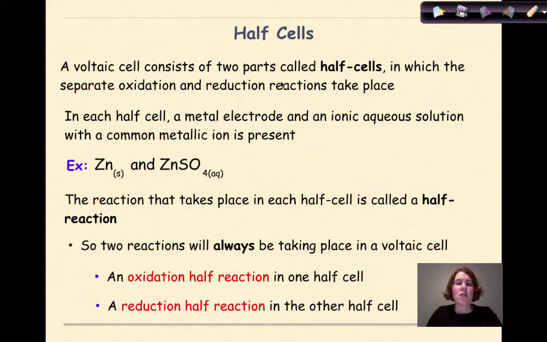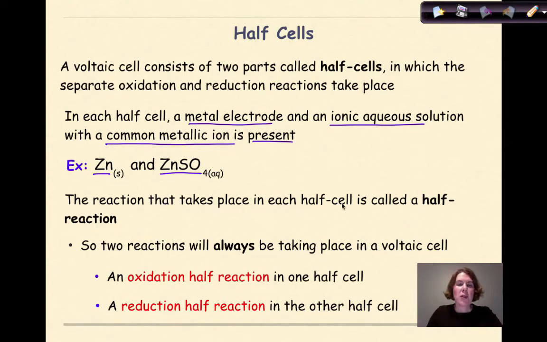Now let's talk specifically about the half cells. A voltaic cell consists of 2 parts called half cells, in which the separate oxidation reduction reactions take place. In each half cell, a metal electrode and an ionic aqueous solution with a common metallic ion is present. Now you might say, Dr. English, why do you need a common metallic ion? Well, if I was to throw an active metal into a solution with a less active metal, I'd be having a spontaneous redox reaction right in my half cell, and that would be not good for producing electricity. So I want to make sure that my metal electrode and the metal that is in solution are the same.